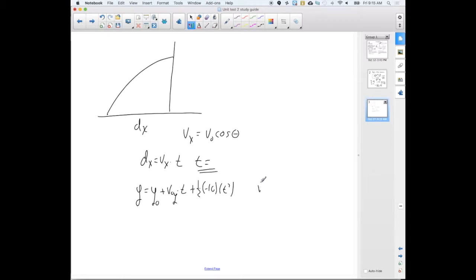I could also calculate the velocity at that point. V sub y is v0y plus at. Again, that's minus 10. If vy is a positive number, it's still going up. If vy is a negative number, it's coming down.